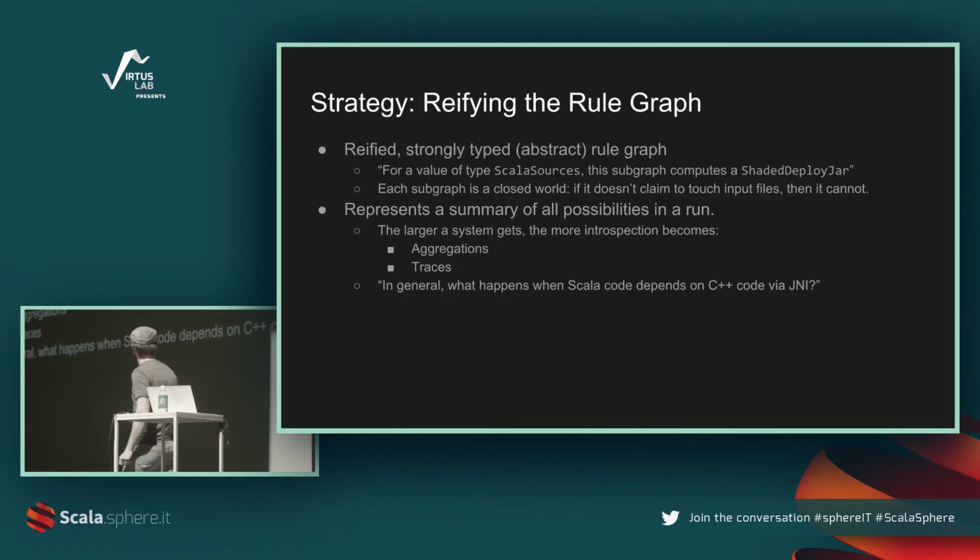And this one is potentially a novel strategy for Pants in particular. We want to reify the rule graph, and what that means is we want to be able to inspect the graph of rules before running it. With this rule graph, we can answer the question, for a value of type Scala sources, how do I compute a shaded deploy jar, roughly, right? And I can answer that question abstractly. So even if I haven't seen any of your dependencies, this subgraph encodes all the possibilities for how that might happen, right? We're going to have to invoke a compiler, we're going to have to extract imports, we're going to have to do X, Y, and Z.